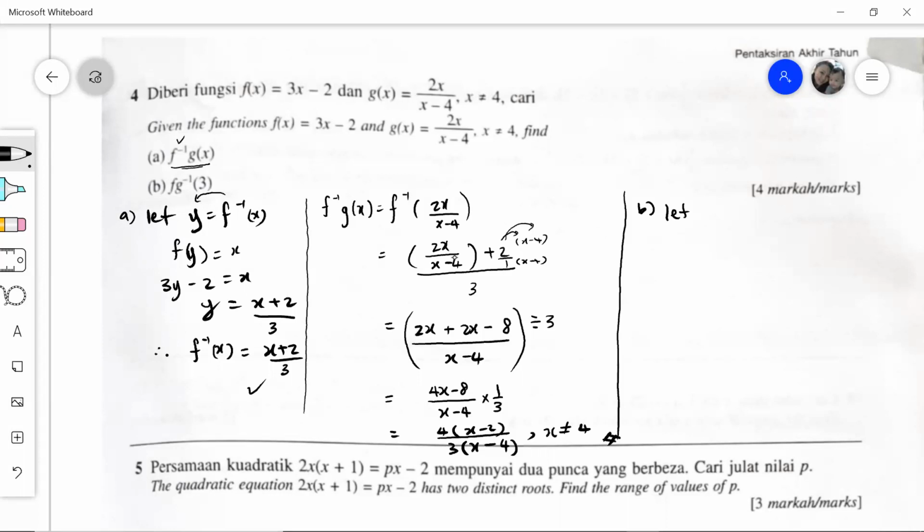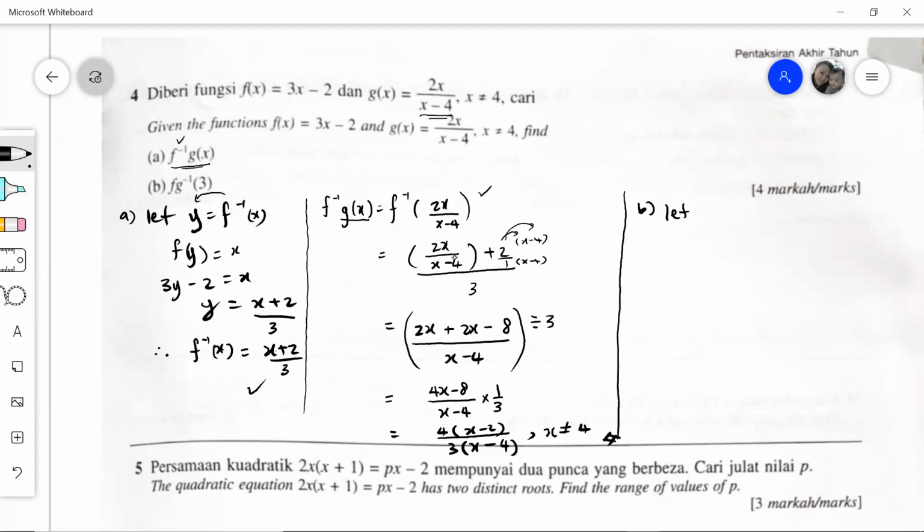So now let's work it out. Always start with the function together with the object x. That's why I write like this. I leave the f inverse first, and I replace the g(x) with 2x over x minus 4, which is given. Next, I have to use the function of f inverse with the new object. According to the function f inverse, it is the object plus 2 over 3.